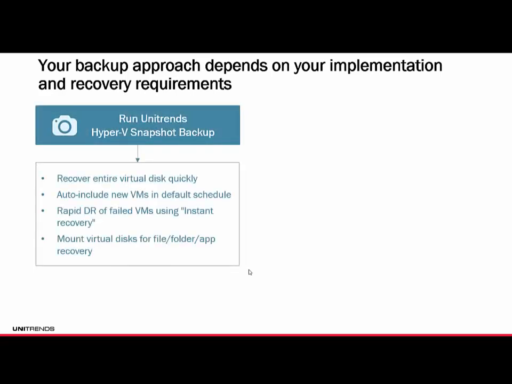You want to run Unitrends Hyper-V snapshot backups to recover the entire virtual disk, the entire virtual machine, really quickly. We can also include auto-renew VMs in a default schedule. So if you add a new hypervisor guest, it's going to be picked up in one of your default schedules. We can also do rapid disaster recovery of failed VMs using Hyper-V's instant recovery. And we can also mount the virtual disks for file, folder, and application recovery from inside of your Hyper-V virtual snapshots.